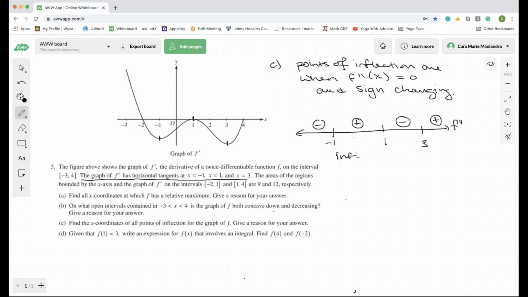So you have inflection points at x is equal to -1, 1, and 3. Does anyone have any questions about that question?